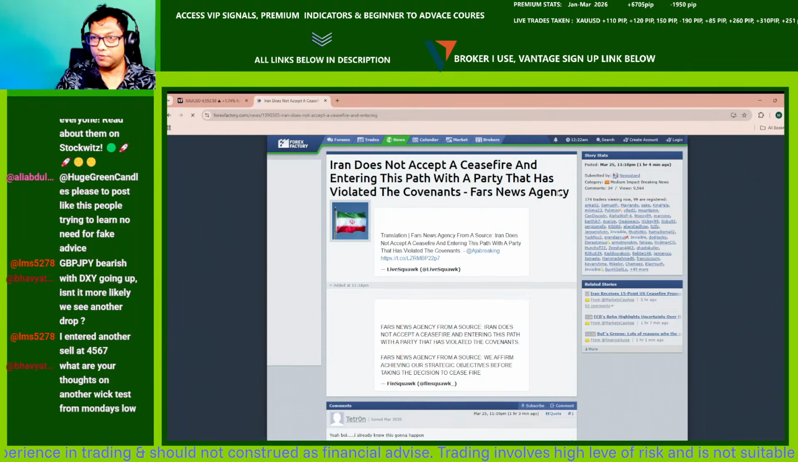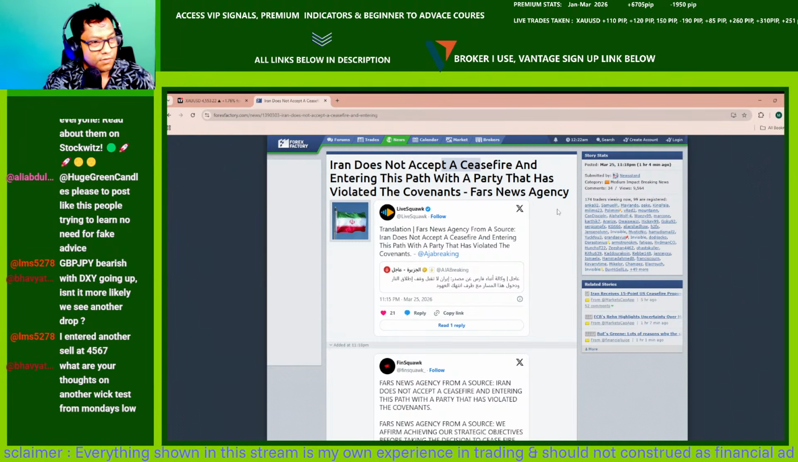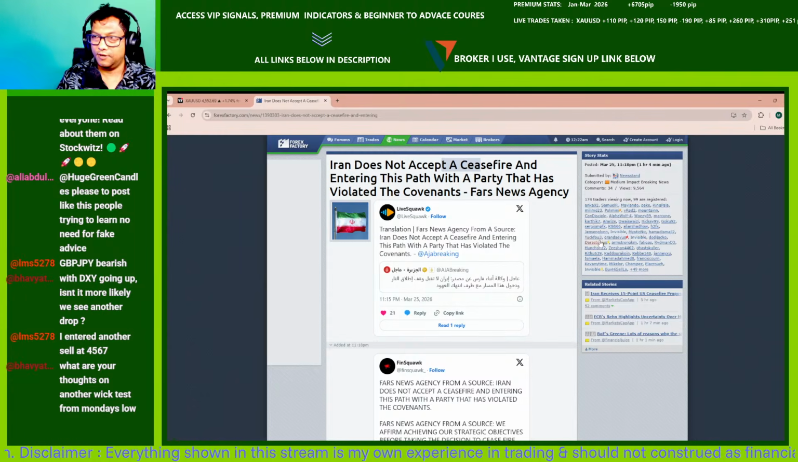So what I tried to explain is, if we paraphrase this one, Iran does not accept a ceasefire and entering the path with a party that has violated the covenant. So if we paraphrase it, we say Iran will accept a ceasefire entering this path with a party that has not violated the covenant. So if it has not violated the covenant, there's no point of a ceasefire as well, right? This is what I tried to make.